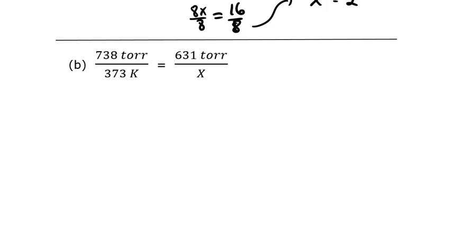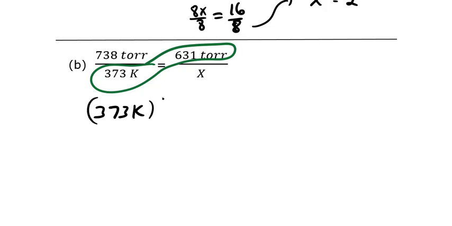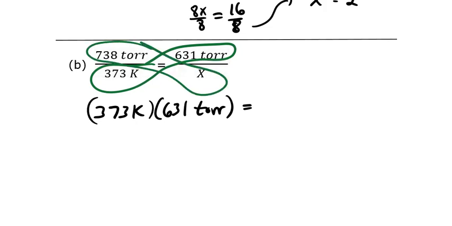All right, so we're going to cross multiply. We're going to say that the things across from each other are multiplied. So 373 Kelvin times 631 torr is going to equal the other cross multiplication, 738 torr times x. And you can put x on either side. It doesn't matter. People seem to like to have it on the left, but it can be on the right. It does not matter. So we're going to divide both sides by 738 torr, because that's what x is multiplied by, just like before.